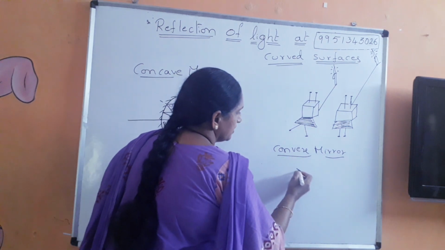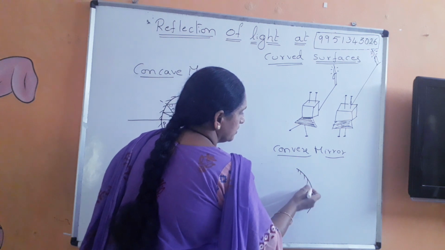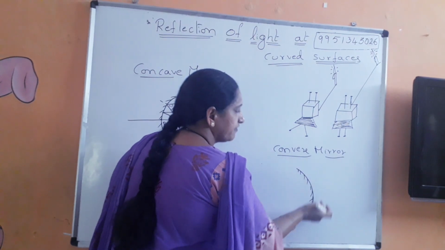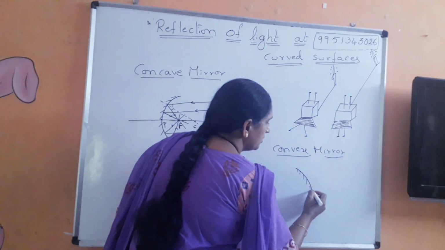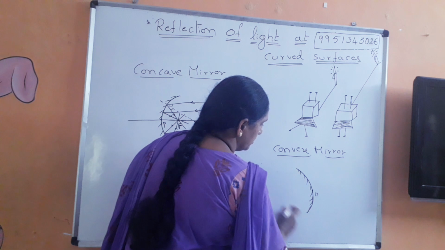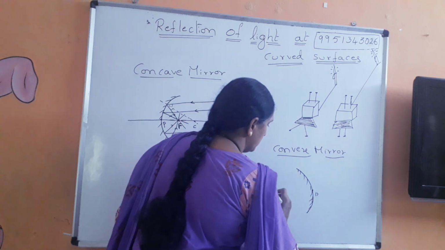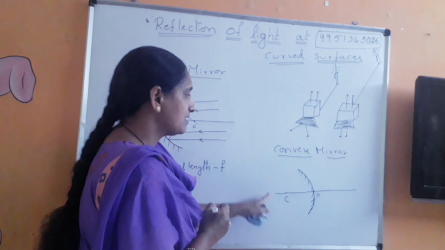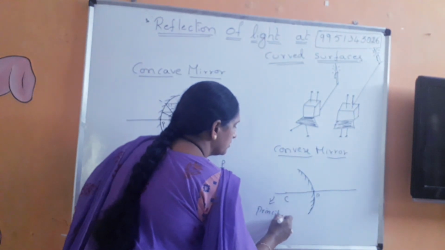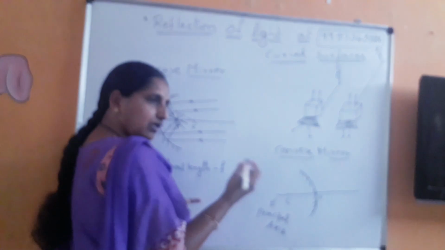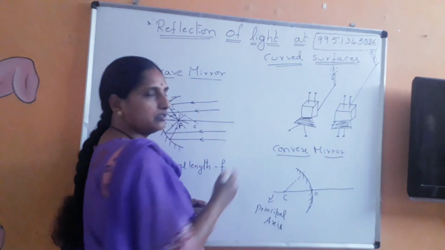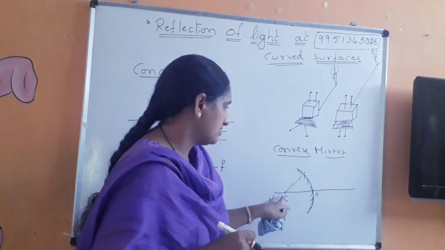The reflecting surface is bulged outwards, and this is the coated surface, or we call it the silvered surface, and this is the convex reflecting surface. Pole of the mirror P, and the center of curvature somewhere here. A line which passes through the center of curvature and the pole of the mirror is the principal axis. As usual, here also the normal always passes through the center of curvature. So: principal axis, pole, center of curvature and normal.